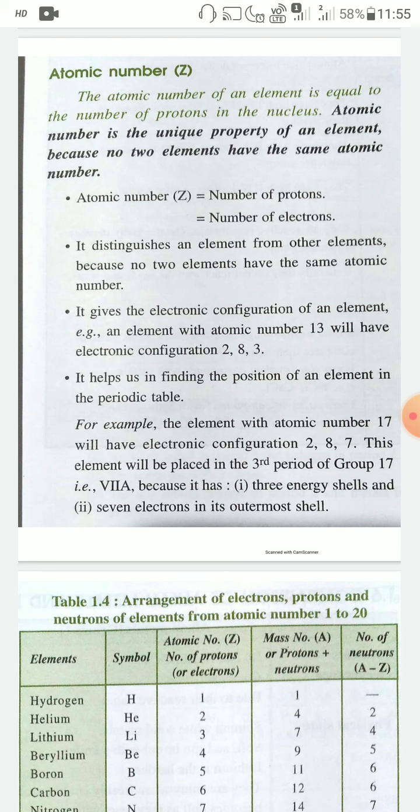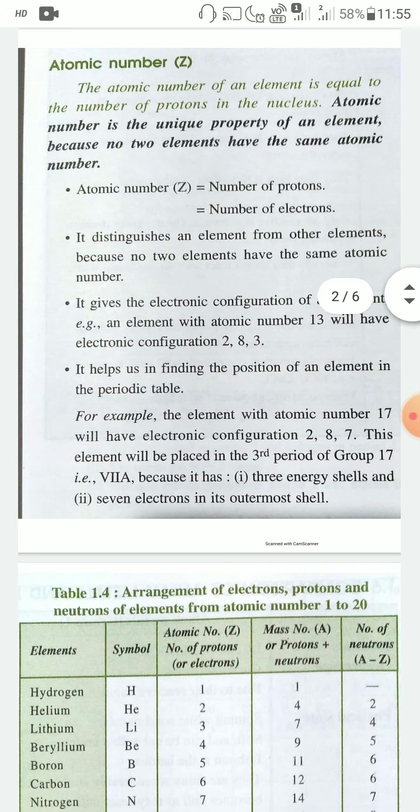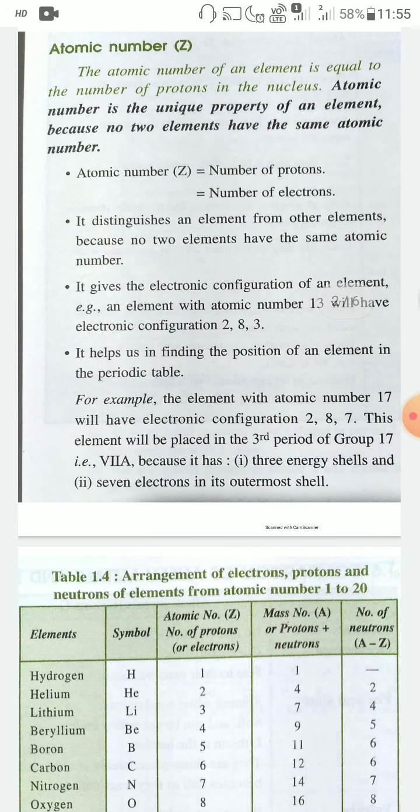For example, an element with atomic number 13. What will be the electronic configuration? 13 means 13 protons, and 13 electrons revolve around the nucleus. So the electronic configuration will be 2, 8, 3: 2 in the first shell, K shell, 8 in the L shell, and in the M shell there are 3 electrons. Now, atomic number helps us in finding the position of an element in the periodic table.